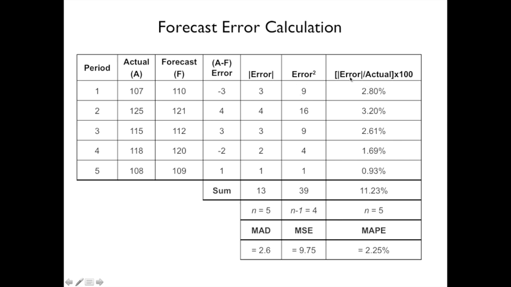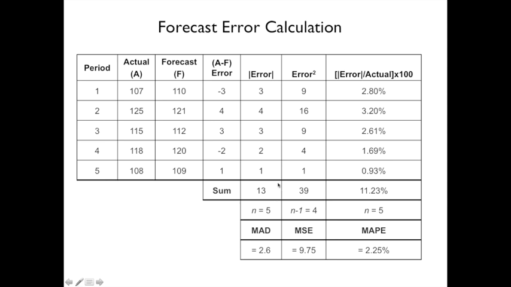And then you have this error divided by actual times 100. So this error, 3, divided by the actual, which is 107, and then multiplied by 100. So that's 2.8%. Now you can take this for several periods, and down here you have some calculations.